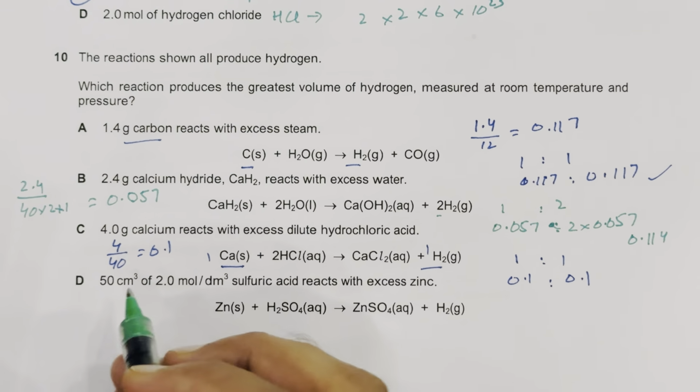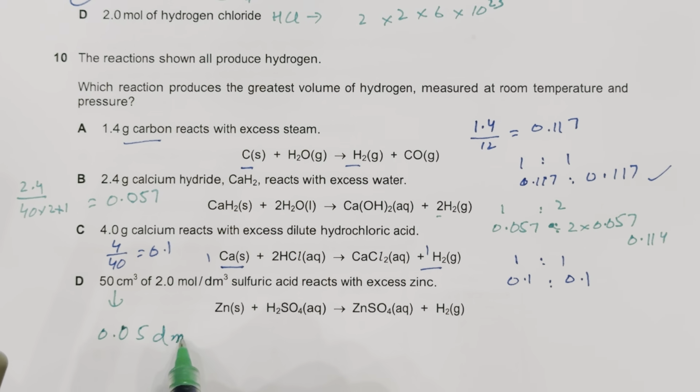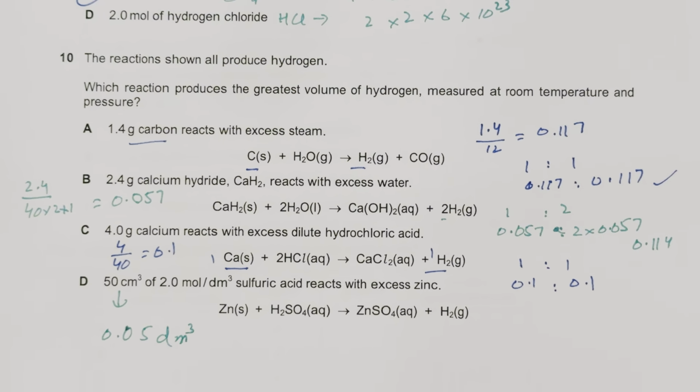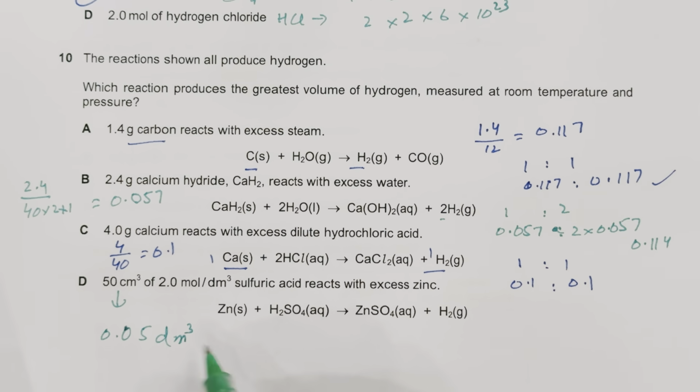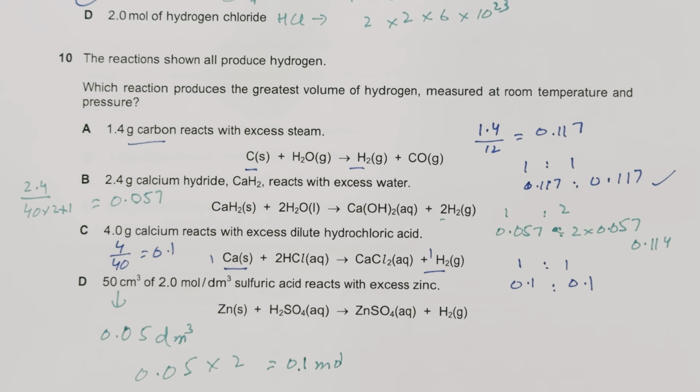Okay, first we need to change 50 centimeter cube into 0.05 decimeter cube by dividing it by 1000. Okay, and multiply it by the concentration of mole that is given, we get the answer that is equal to 0.1 moles. Okay, so this is the calculation.